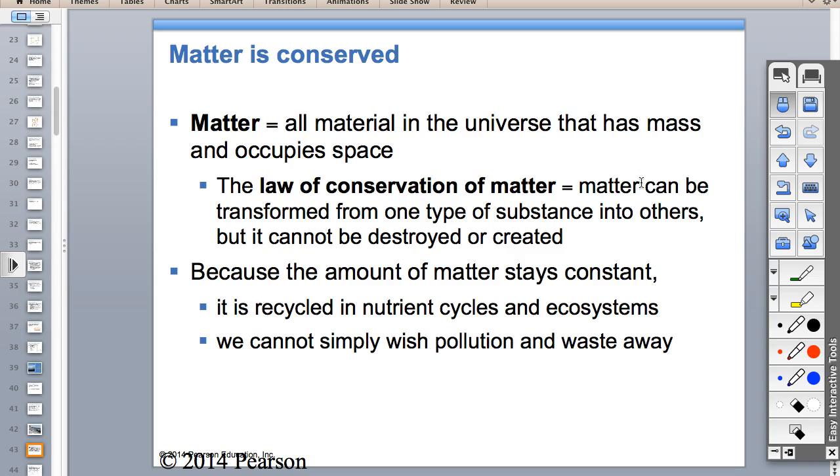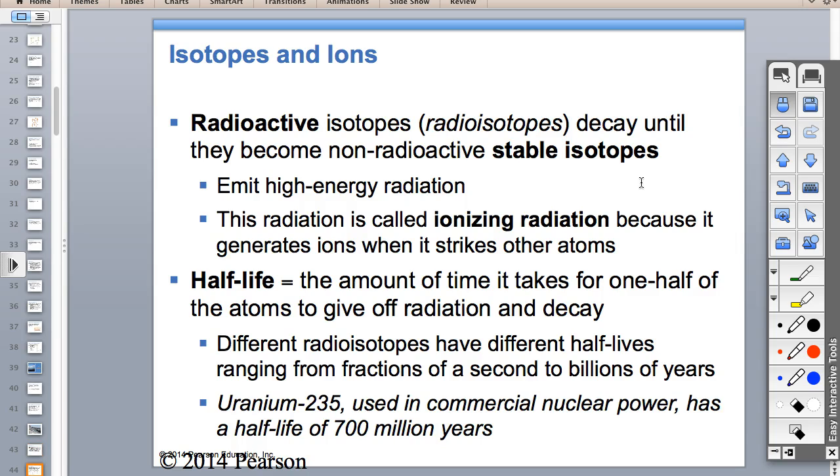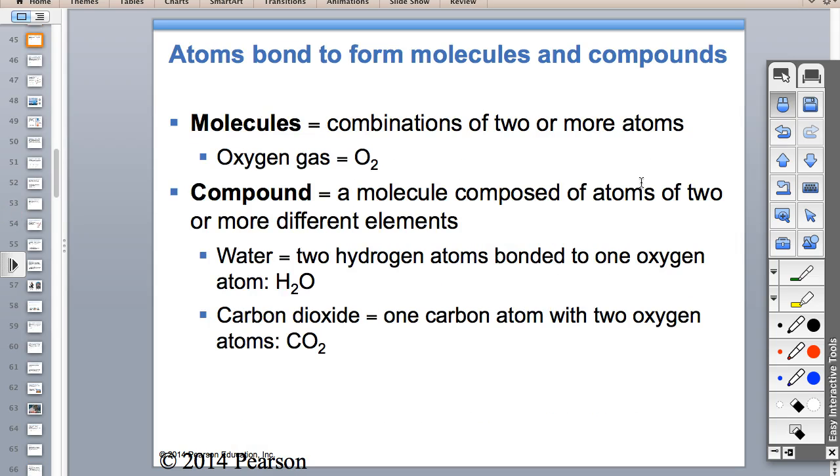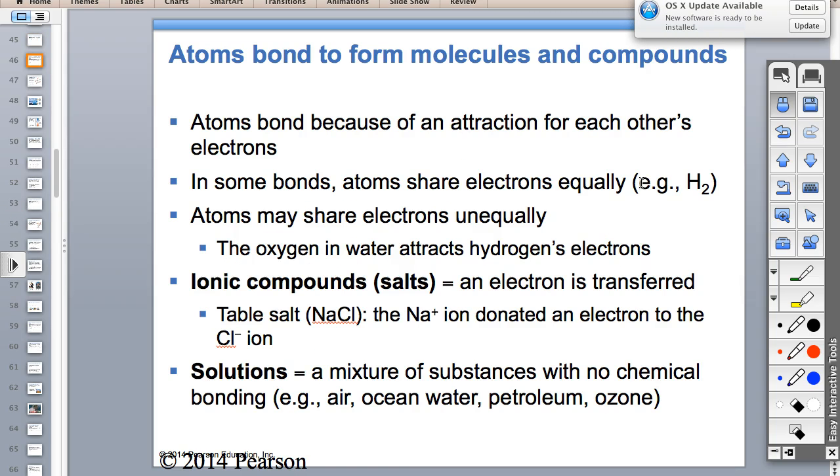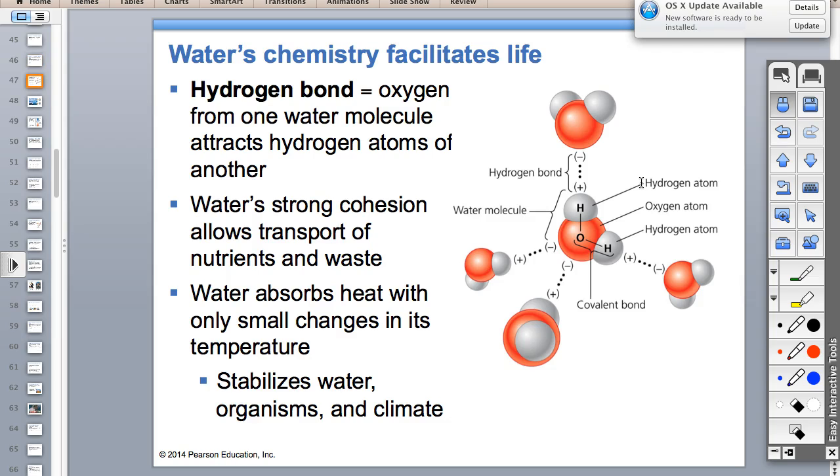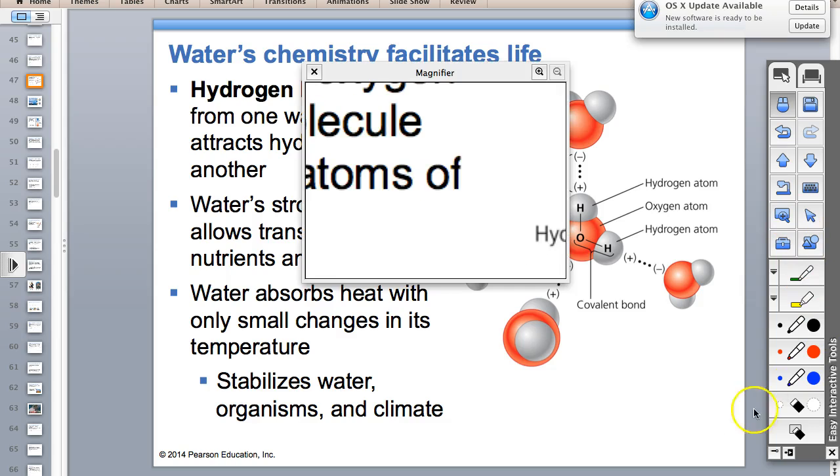So matter, I refuse to read you what matter is and the conservation of matter. I'm just kidding. It's everything. Okay, it's fine. Radioactive isotopes and half-lives. This is all great and everything, but it's really not. Nope. Molecules and compounds. There you go. That's nice. Nope. I'm going to talk about hydrogen bonds and water. Yay! Chemistry.